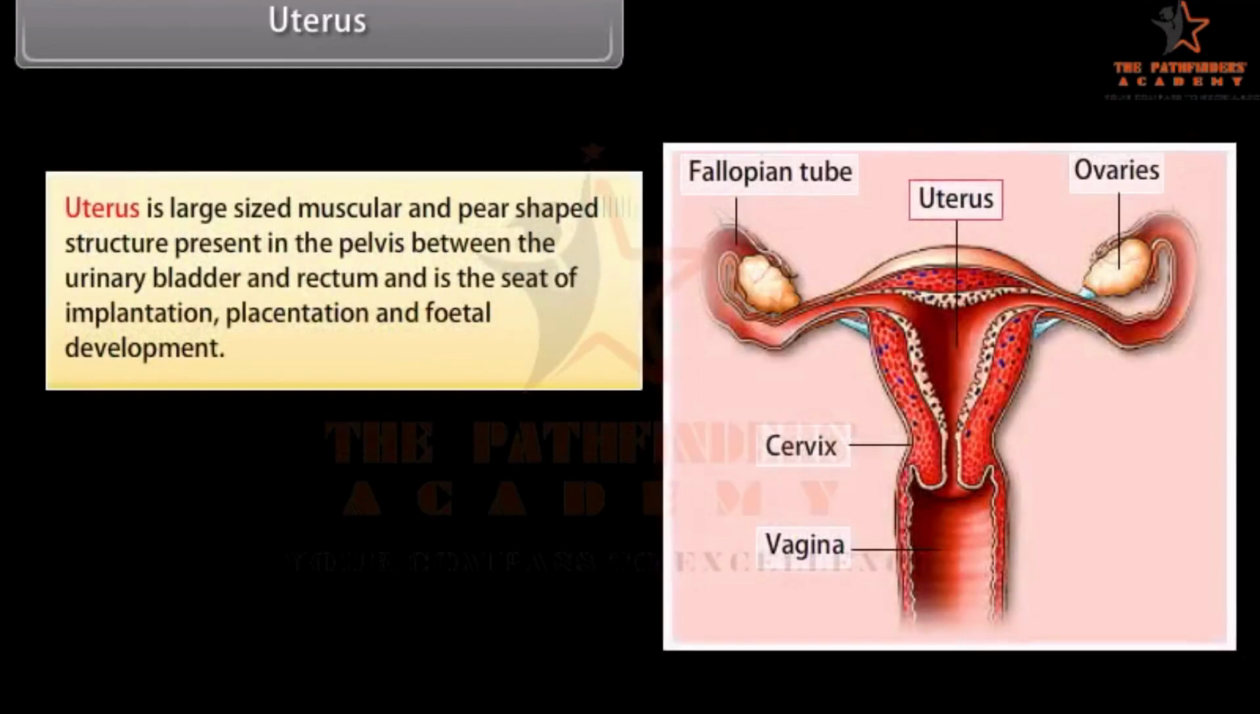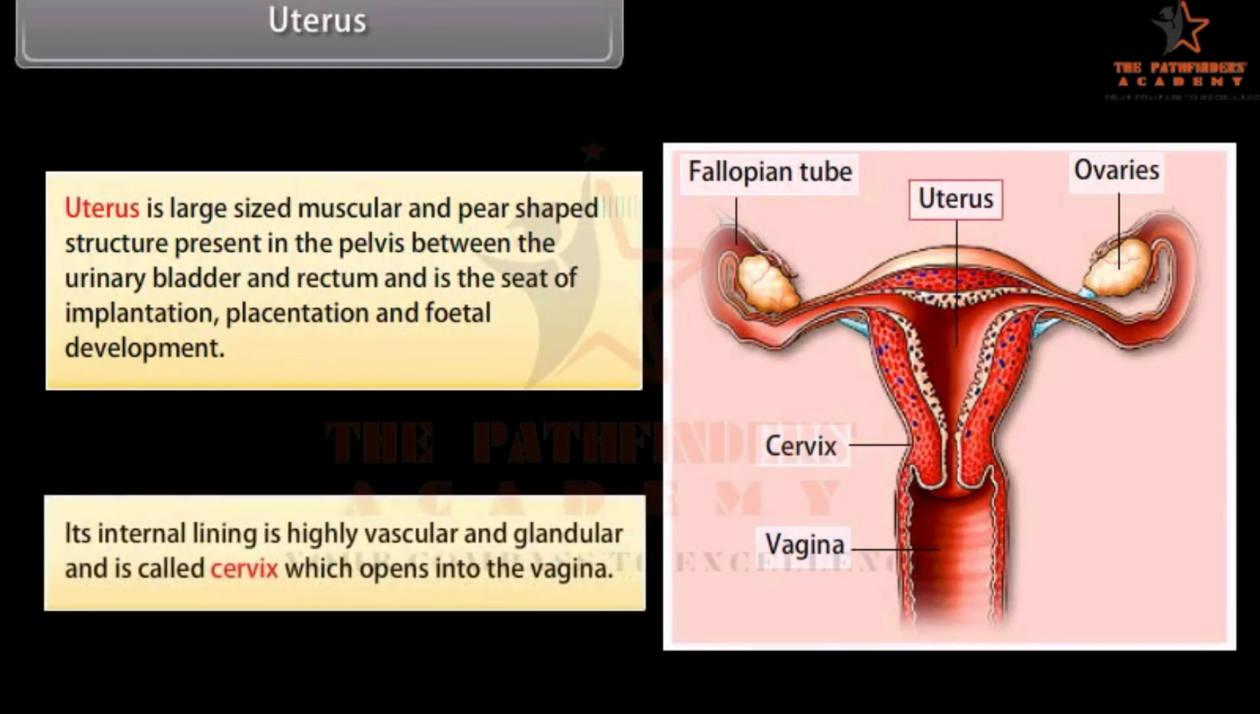Uterus. The uterus is a large-sized, muscular, and pear-shaped structure present in the pelvis between the urinary bladder and rectum, and is the seat of implantation, placentation, and fetal development. Its lower part is called the cervix, which opens into the vagina.